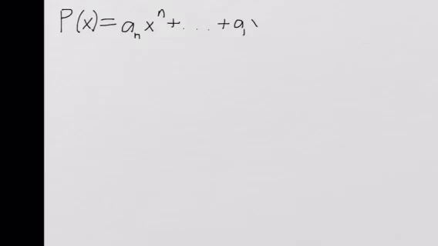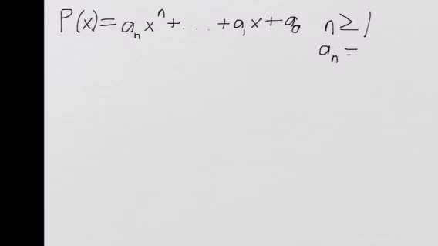So, the fundamental theorem of algebra says if we're given a polynomial, we'll use a generic polynomial, a_n x to the n, plus etc., up to a_1 x plus a_0, where n is greater than or equal to 1, and a_n is not equal to 0. So in other words, we don't have a constant, and that a_n x to the n is truly the leading term.